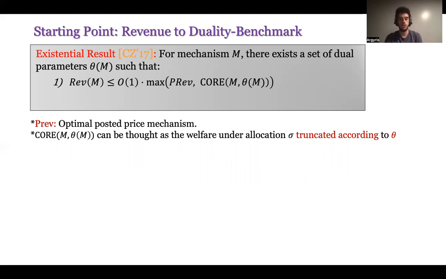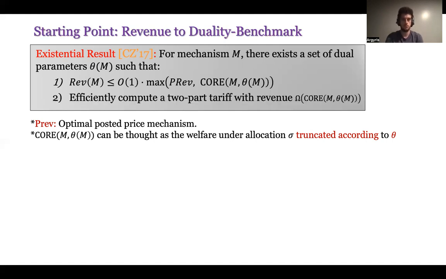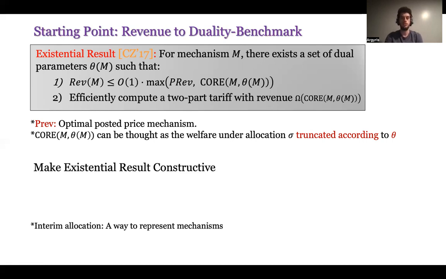For those who are familiar with the core-tail decomposition, core can be viewed as a welfare truncated under dual parameters theta. If you are not familiar with the core-tail decomposition, you should think of core as a benchmark of the revenue of the mechanism, which we can bound using the revenue of simple mechanisms. Moreover, an immediate consequence of their analysis is that we can compute a two-part tariff with a revenue at least a constant fraction of core. Our goal is to make their existential results constructive.